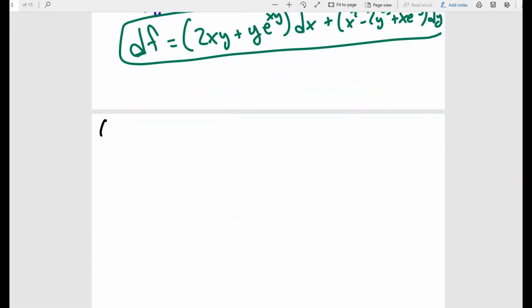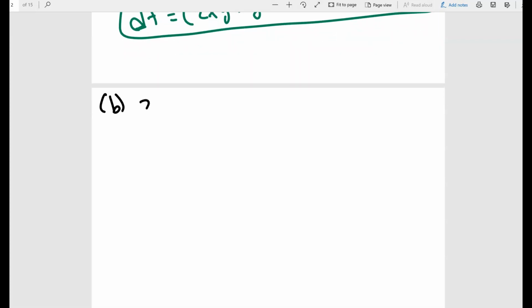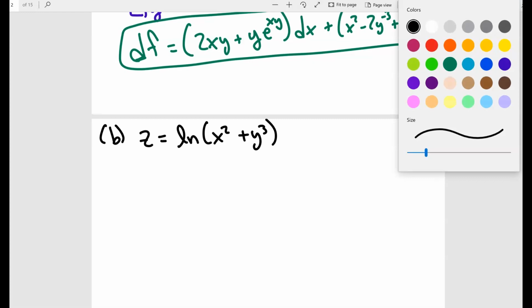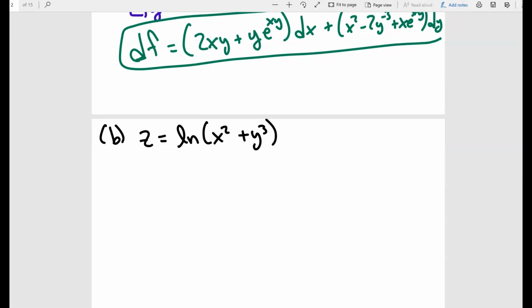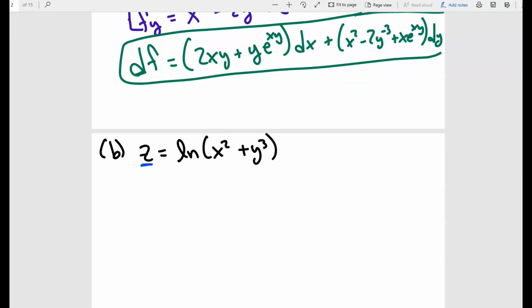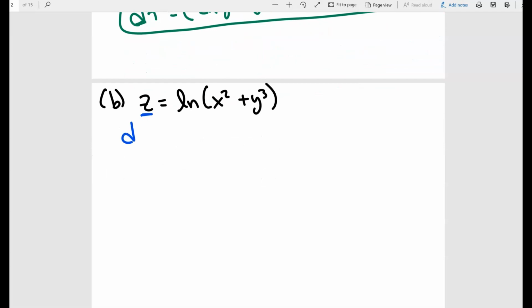Okay, part B. So let's find the total differential of the following. So z is equal to ln of x squared plus y cubed. Okay, so what would be the total differential in this case? So we're going to first write out the formula. So the formula is going to be df, but notice that we don't have f in this case. Instead, we have this z. So instead of df, it's going to be dz.